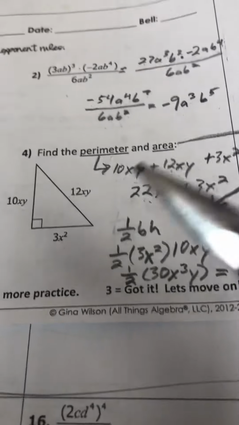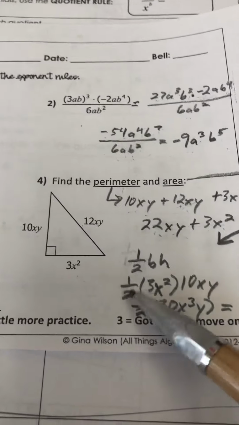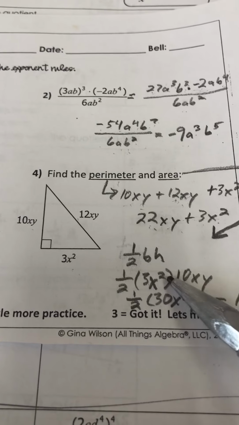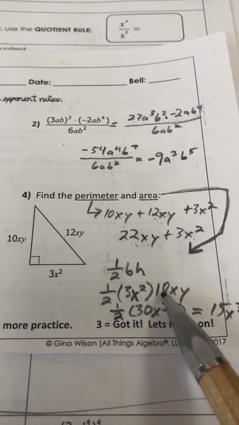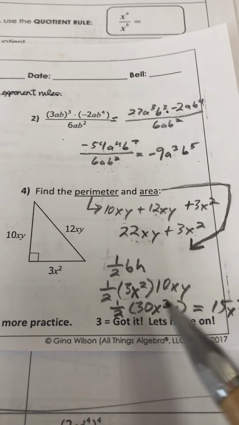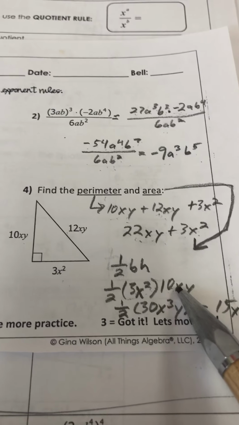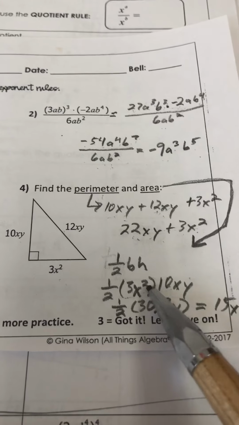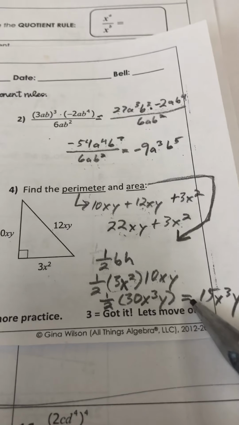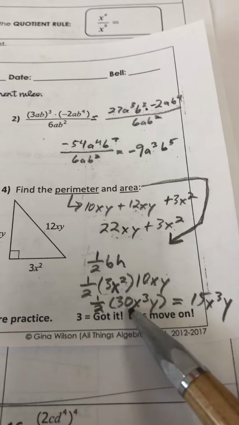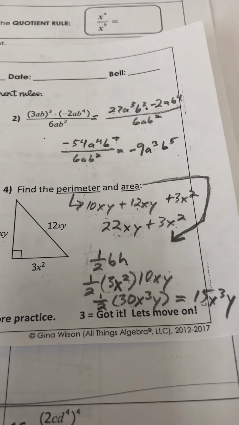The area, remember, area for a triangle is half base times height. So I'm going to have half of the base, which is 3x squared, times the height, which is 10xy. I multiply those two. 10 times 3 is 30. X to the 2nd times x to the 1st is x to the 3rd. I add those, and then I just have that y that's still hanging out there. I take half of the 30. Half of the 30 is 15, and I still have x to the 3rd y.